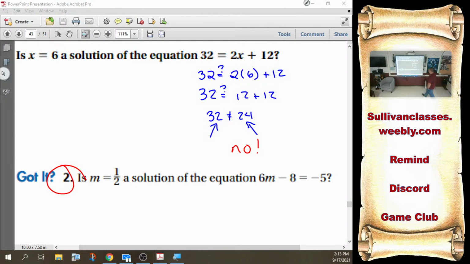Okay? If I plug in that 1/2, don't be afraid of a fraction. What's half of 6? 3. 3 minus 8 is? -5. So since it works, I would say, yes, that is indeed a solution. It is the only solution.